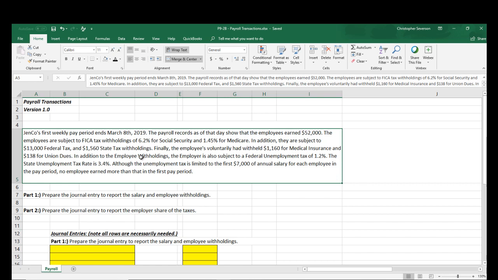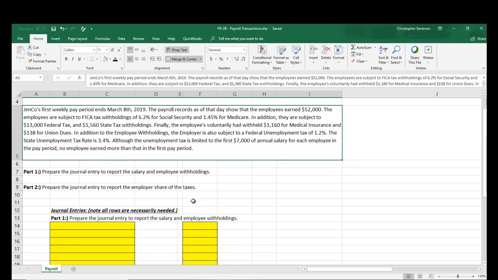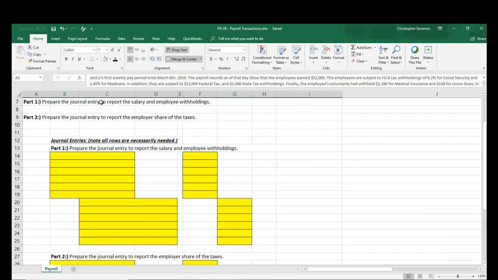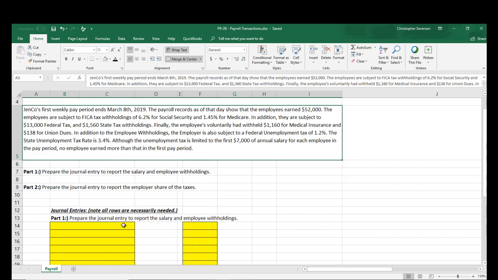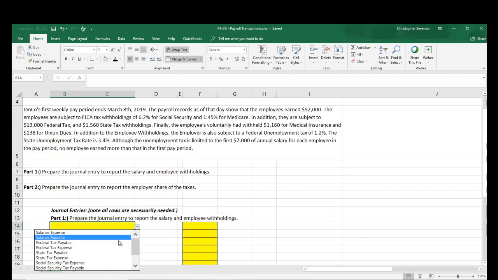The unemployment tax is an employer-only tax. So you're not going to see that come out of the employee's paycheck. So we have two requirements here. Prepare the journal entry for the salary and employee withholdings, and prepare the journal entry to report the employer share of the taxes.